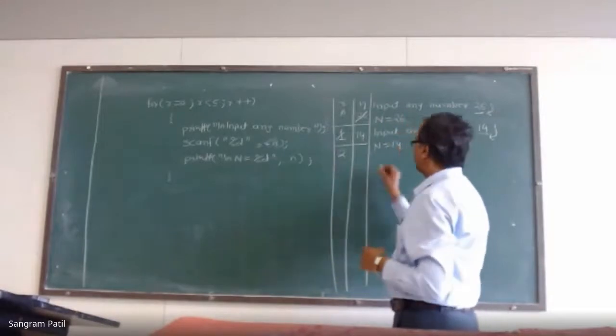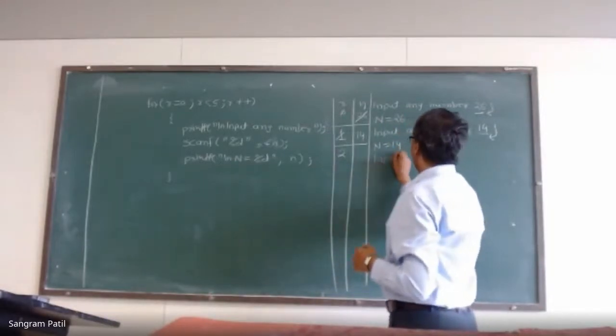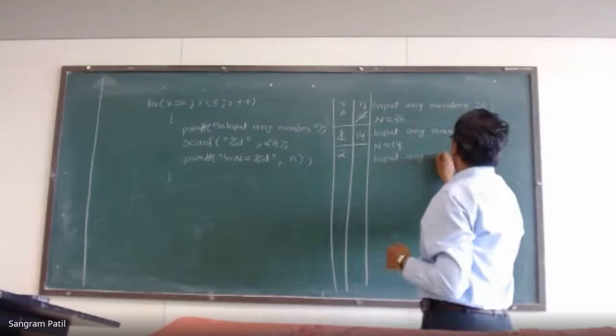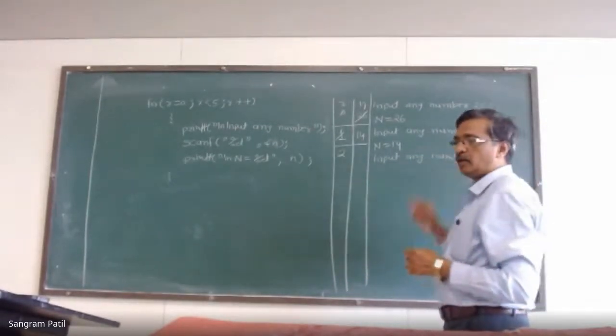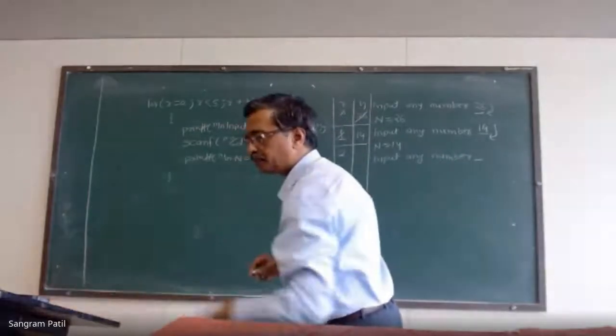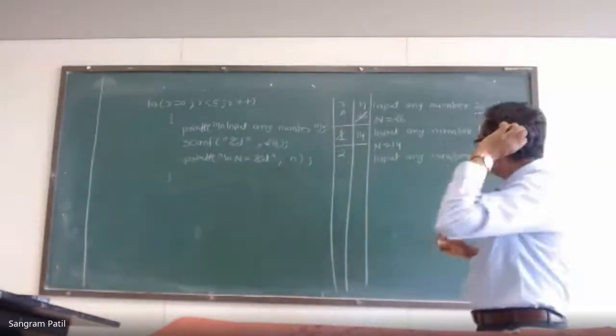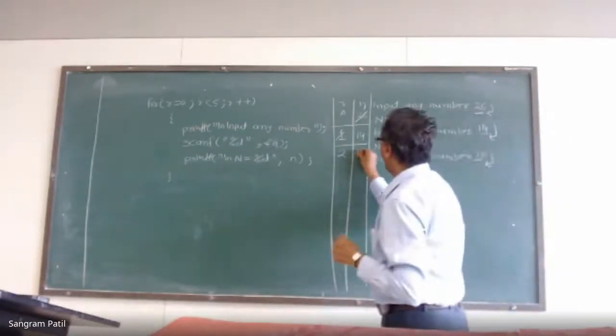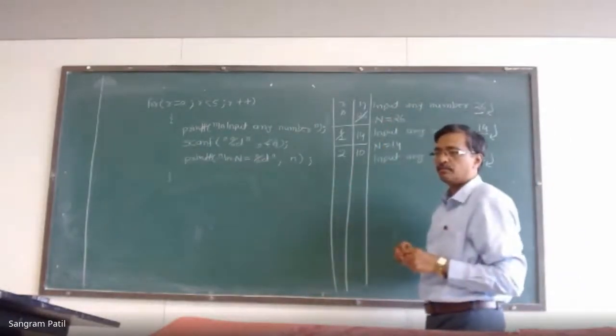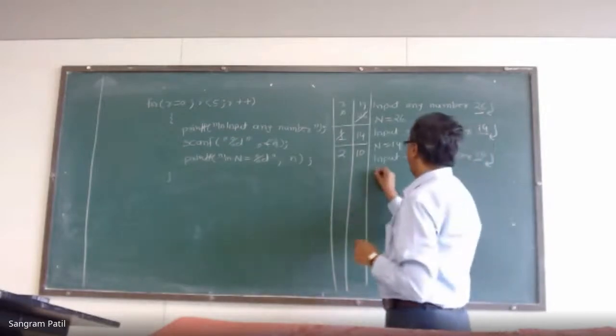Less than 5, yes. Again it gives you input any number. The scanf statement gives you a blinking cursor. When it gives the blinking cursor, you have to input a value. If I input 10 and press enter key, that 10 will be given to n. Then it will give you n is equal to 10.